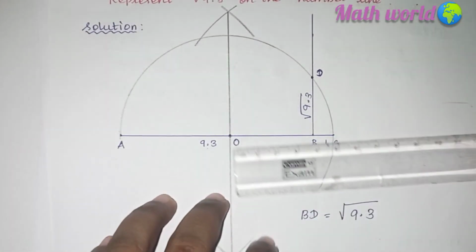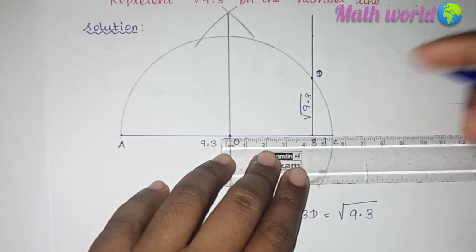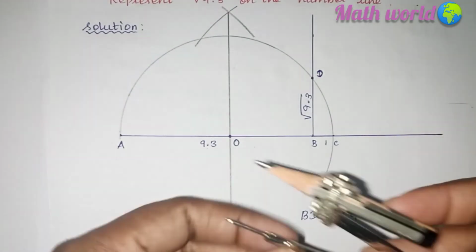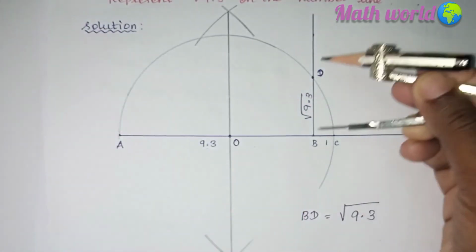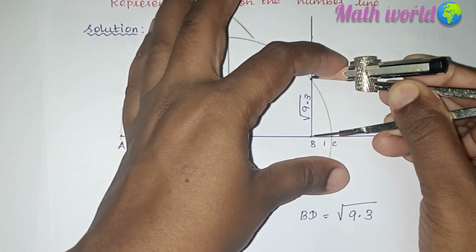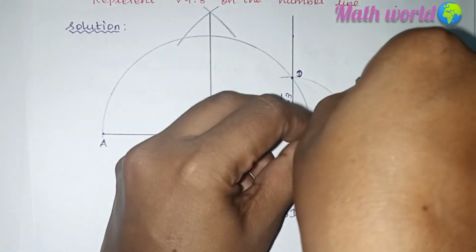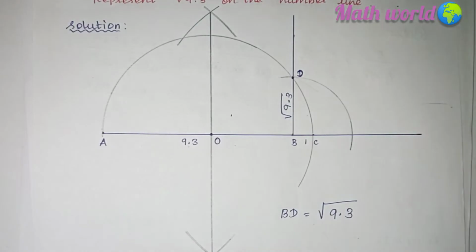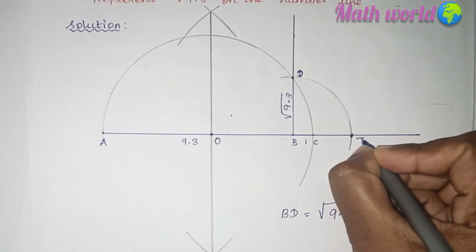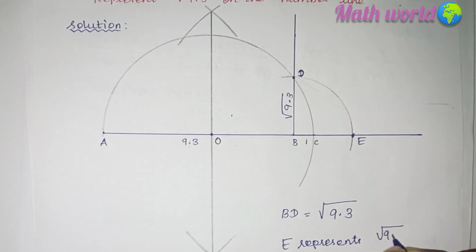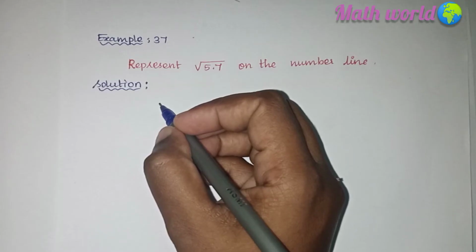Now we need to represent it on the number line, so I extend this line. Then you take this length of BD, which is square root of 9.3, and draw one arc. It will meet somewhere. That point is marked as E. So you just write it: E represents square root of 9.3. Example number 37, represent square root of 5.7 on the number line.